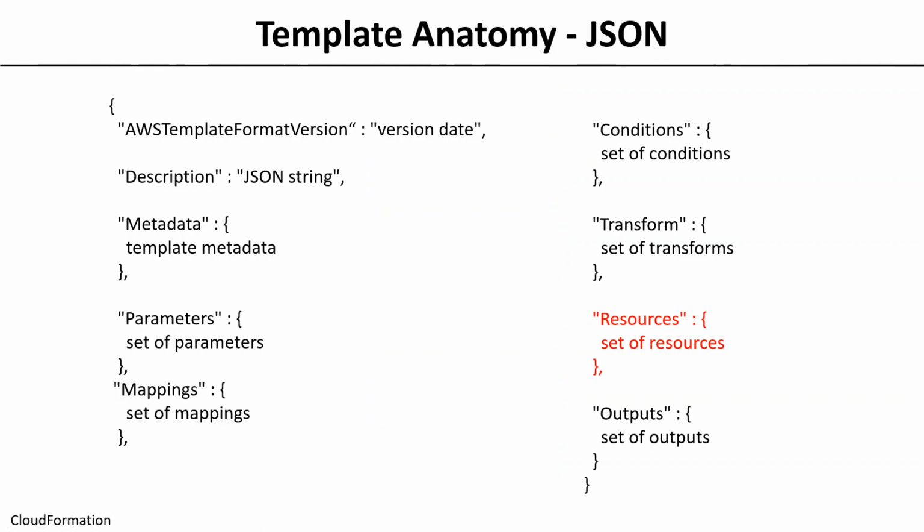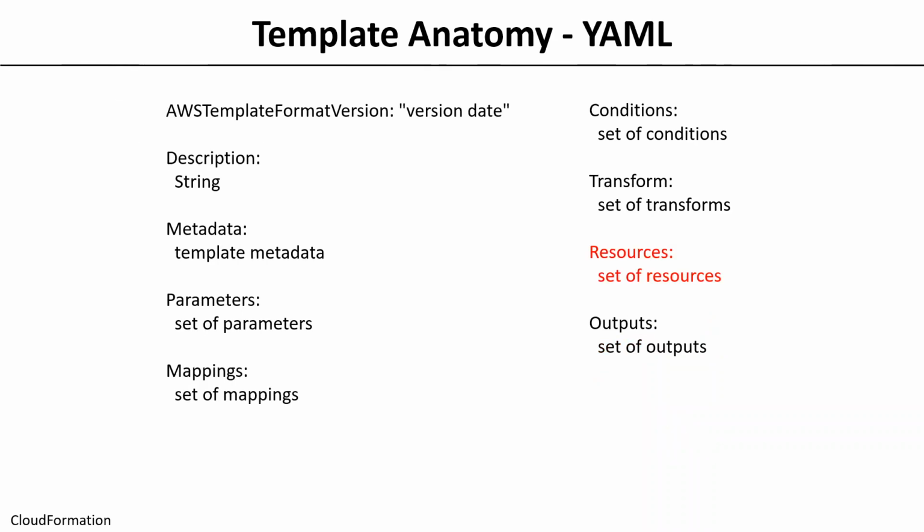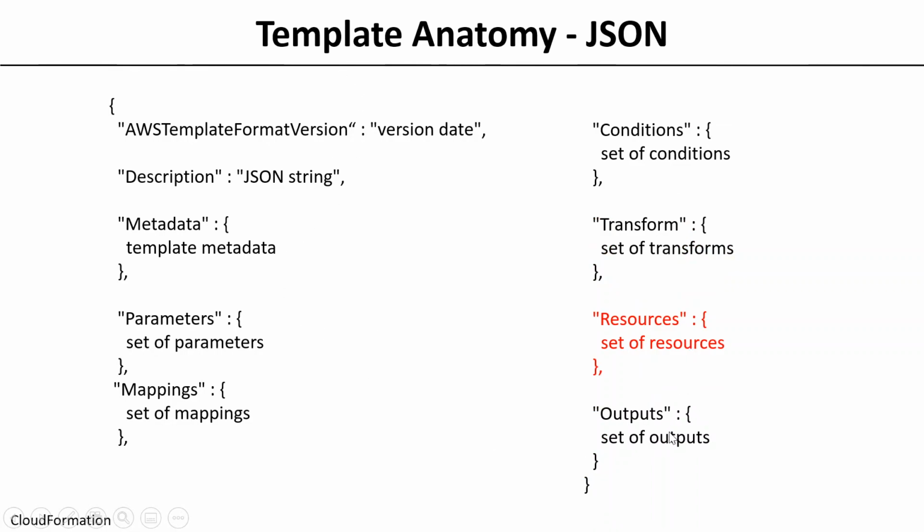In terms of template anatomy, we have given both the JSON as well as the YAML file. There is a predefined format in which you have to create these templates. The first one is the AWS template format version. This is the version of the JSON or YAML format itself, not the version of your individual JSON file. The current latest version that we are using for the formatting is 2010-09-09.